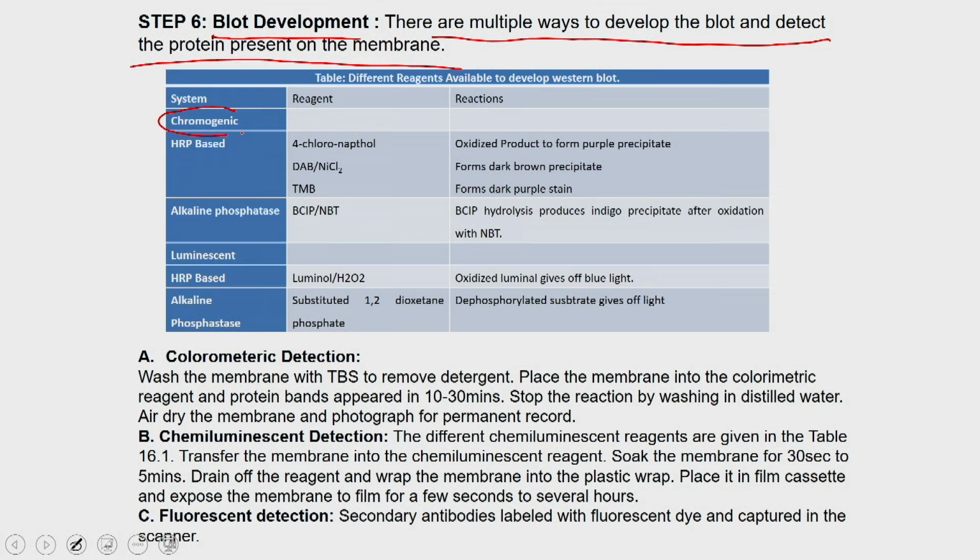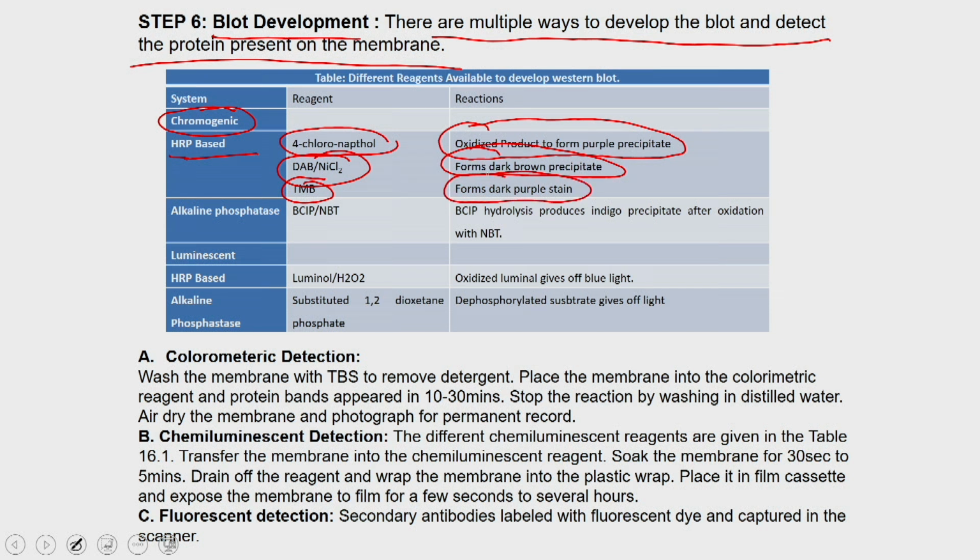You have the chromogenic substrates which are based on HRP, such as 4-chloronaphthol, DAB or TMB. If you use 4-chloronaphthol, it will form a purple colored precipitate. If you use DAB, it is going to form a dark brown precipitate, and if you use TMB, it is going to form a dark purple stain on the membrane. Similarly, you can have alkaline phosphatase. So, you have the substrate BCIP and NBT, and the BCIP hydrolysis produces an indigo precipitate after oxidation with NBT. So, these are the colorimetric or chromogenic substrates.